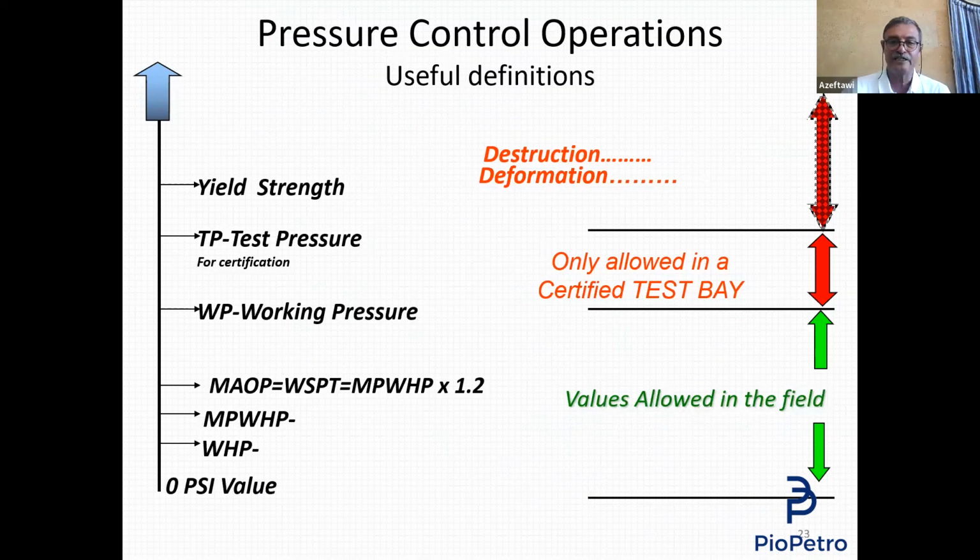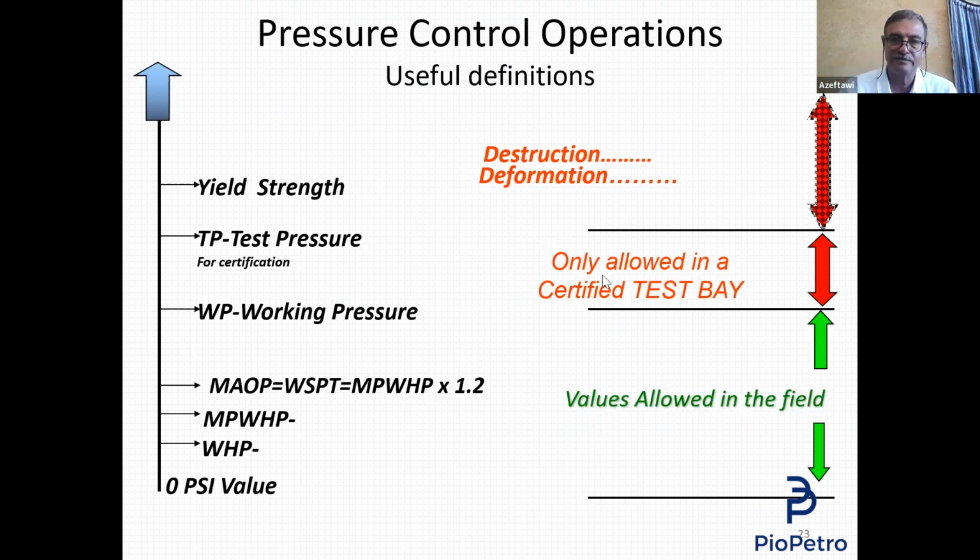In the oil field, we work in this green color area. This is what is allowed in the oil field. We work with the working pressure, and the test pressure we do is at least 1.2 times the maximum expected during this job. This is the area of pressure we are dealing with in the field.